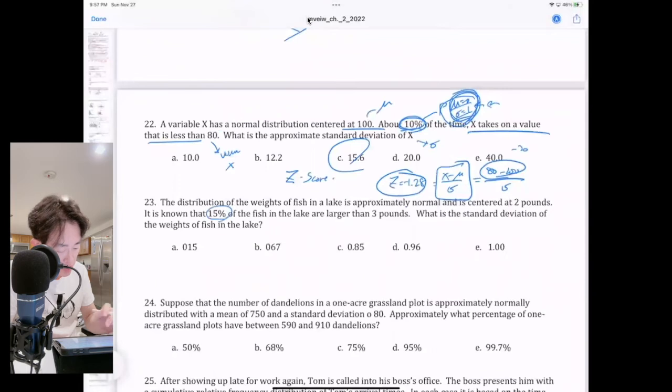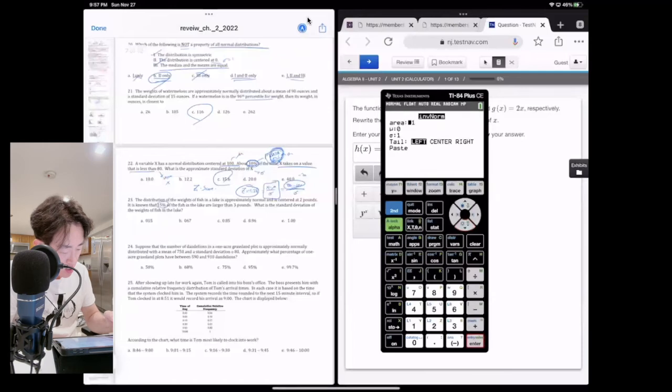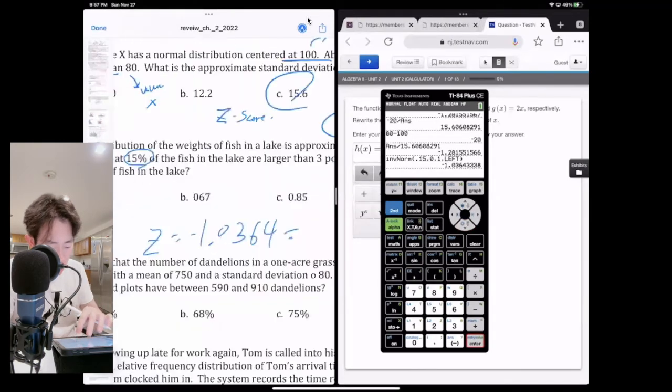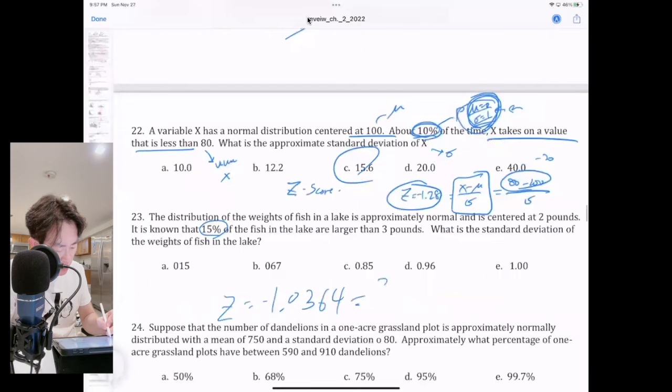We're going to have 15%. So we are going to go to our calculator and then we do 0.15. Okay, so the z-score is negative 1.0364. And then we're going to use x, which is, I believe, 3, minus 2 over standard deviation here. Now, I think it's centered at 2 pounds that are larger than 3 pounds here.